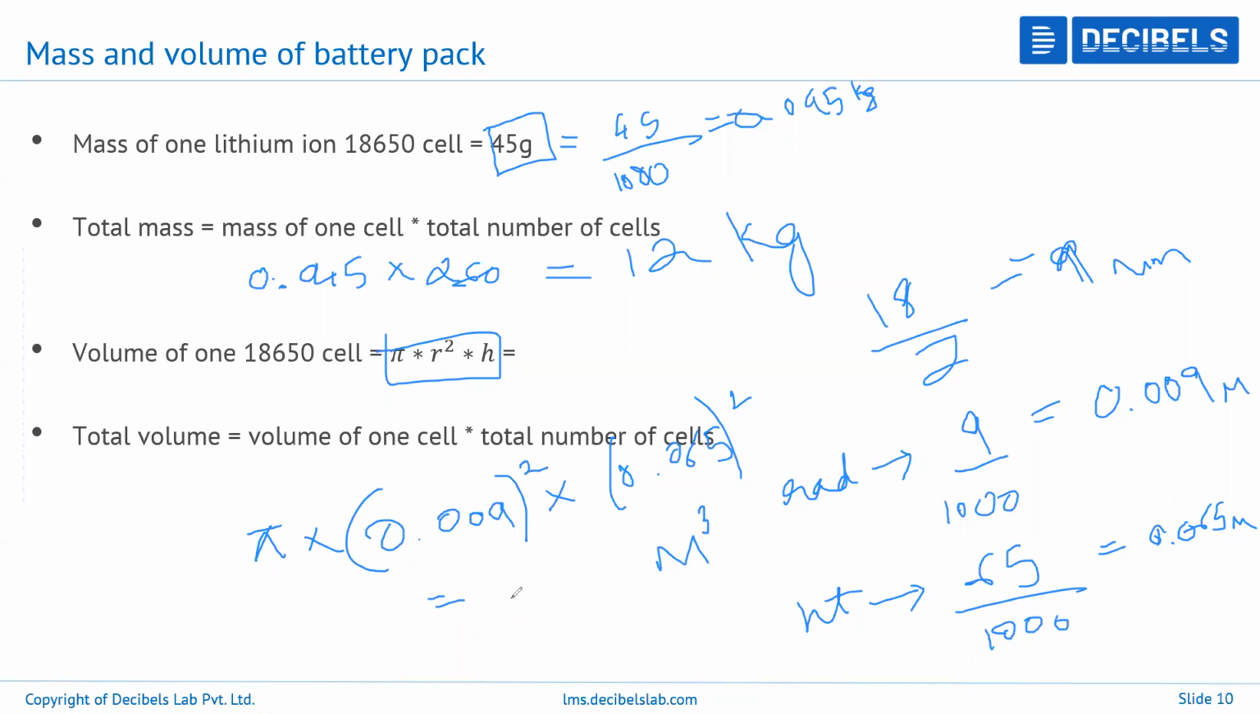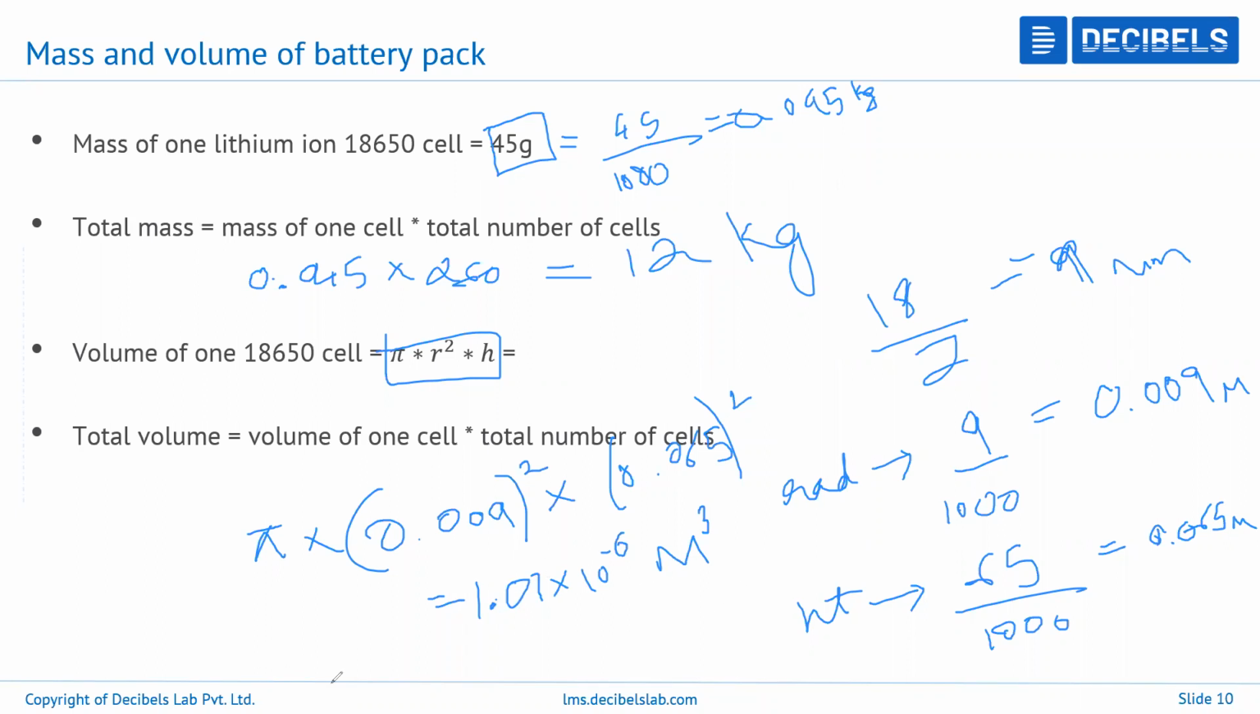Can someone confirm this value over here? It should give you a value of 1.07 into 10 raised to minus 6. So this will be your volume of one cell.